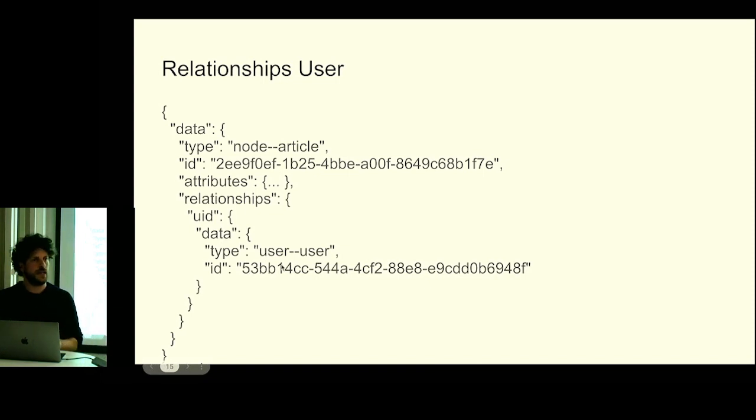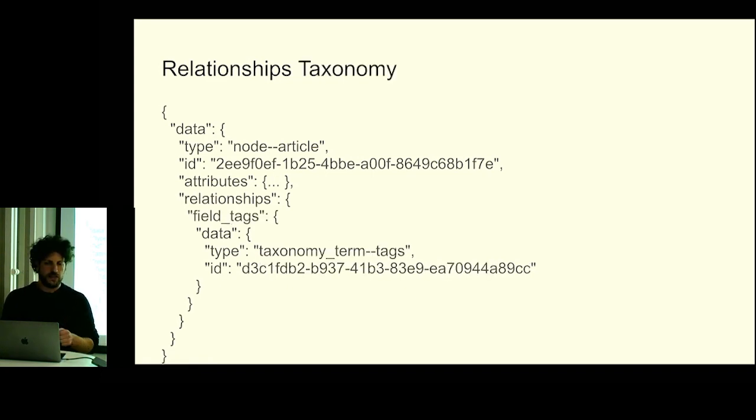We don't get any other information about the user at this moment. And for the tags, it's the same. So we always have the attribute with title, promote, and everything else. And then the field tags, we find the type, and then the UID of the taxonomy.